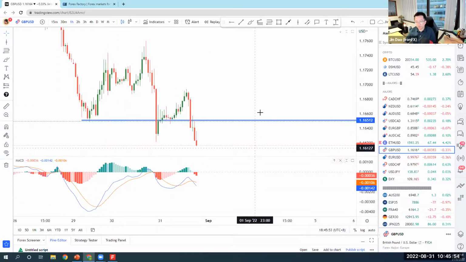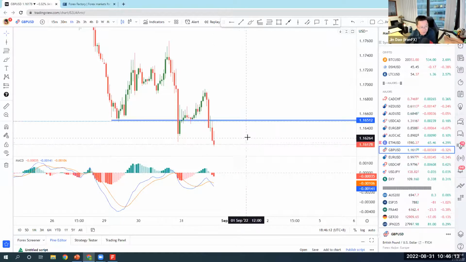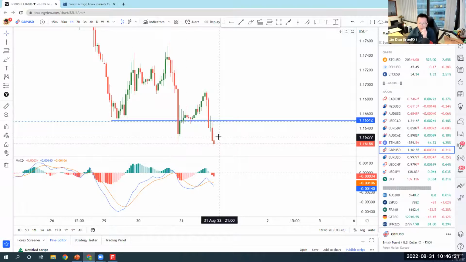Take that one away. Okay, so you can see that. This is one example I want to share with you: MACD is crossing, but it's crossing below that zero line. So it can drop some more, it can drop further, but it might actually slow down a little bit. So just watch out for that.